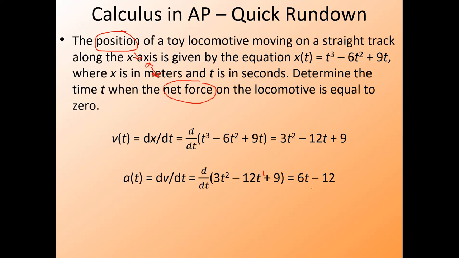Now, they said they want to know the time when the force is equal to 0. Since the force is equal to 0, I know that the acceleration has to equal 0. So I set this equation, 6t minus 12 equal to 0, move the 12 over, divide by 6, and I end up getting 2 seconds. So at 2 seconds, I get 0 acceleration and 0 force. All right.